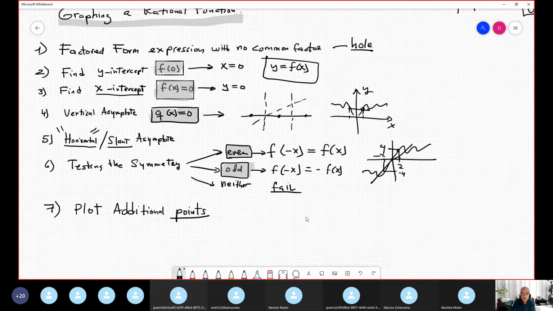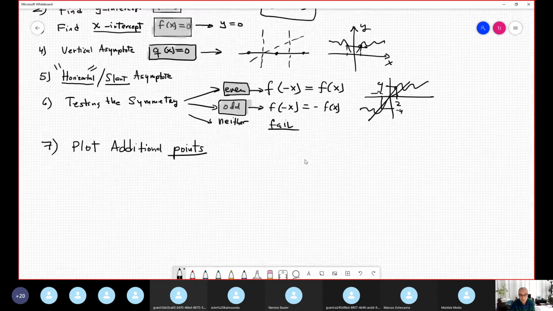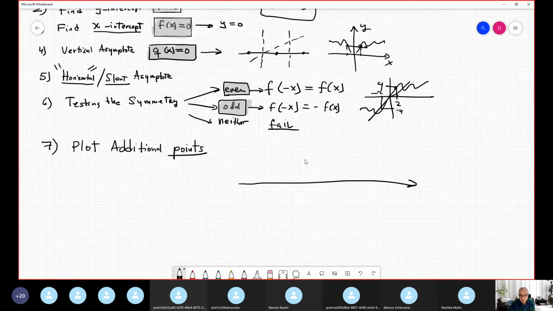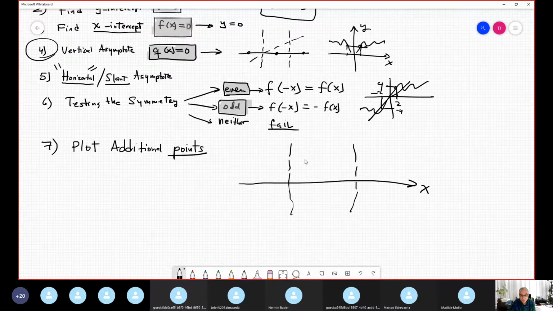Look, let me show you. Again, we come back to this sketch. Suppose that this is my x-axis. I don't care about the y part for the moment. In point number 4, we determine the asymptote. Suppose 2. Suppose it's at 2 and -2. This is 0 in the middle.